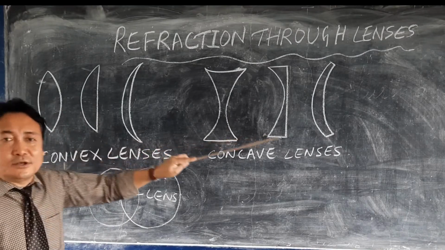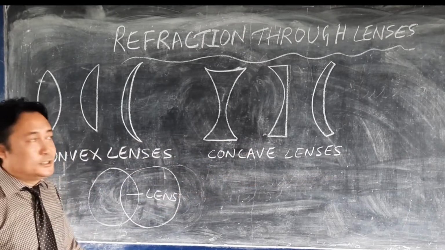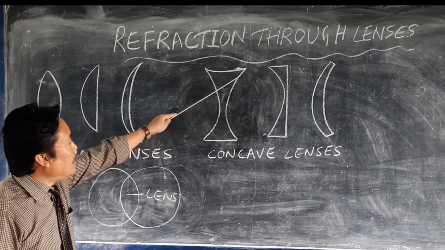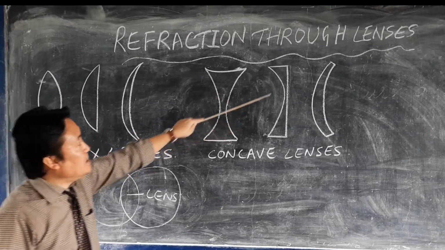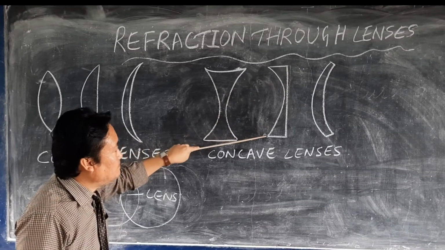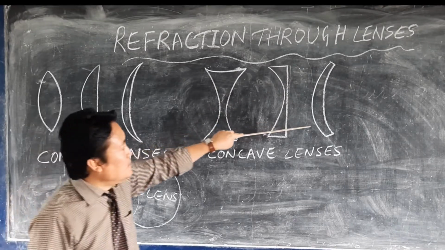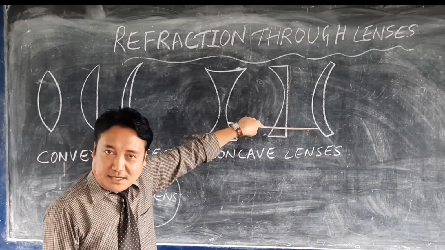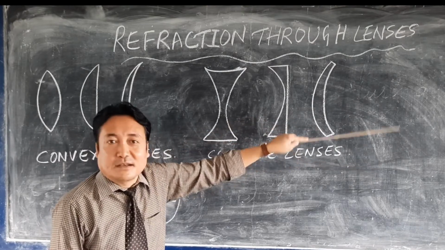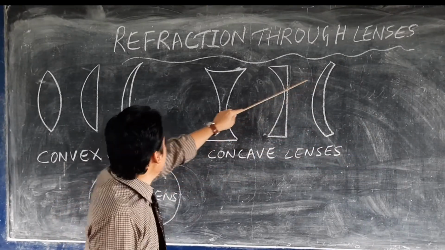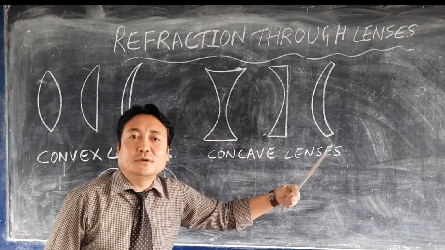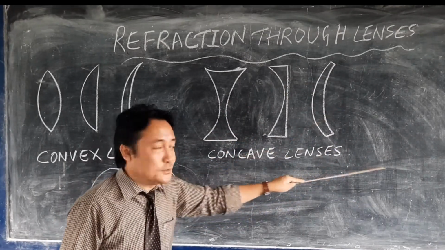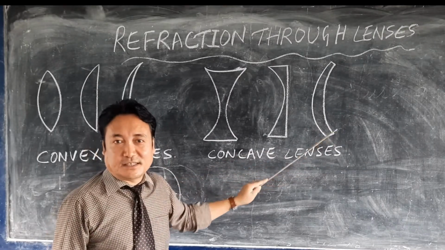Now, concave lenses are also of three types. This is known as the biconcave lens. Biconcave means both sides are concave. This is the plano-concave lens. The third one is the convexo-concave lens. Here one side is convex and the other side is concave. So there are three types of concave lenses.